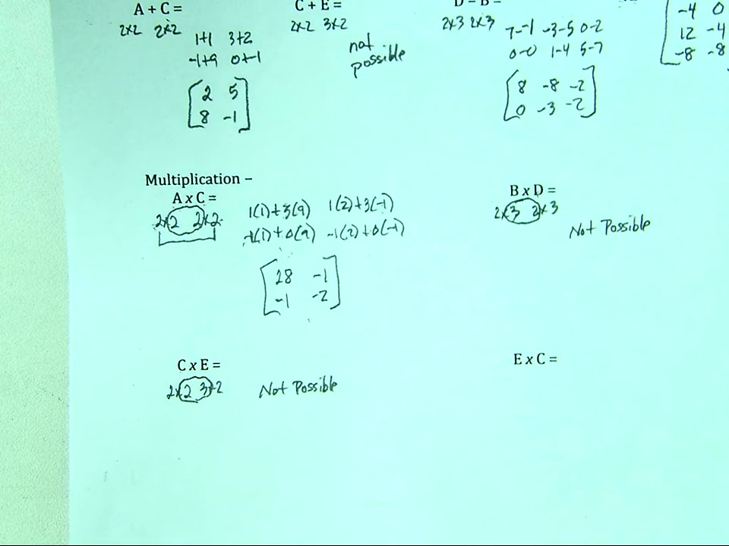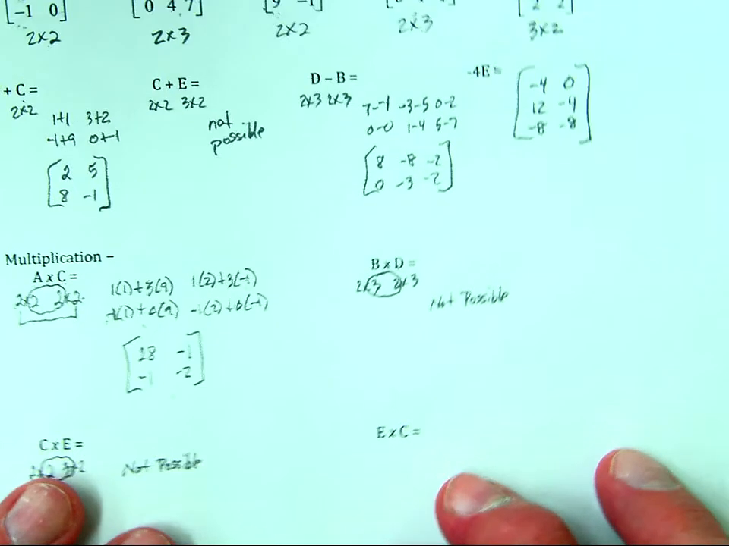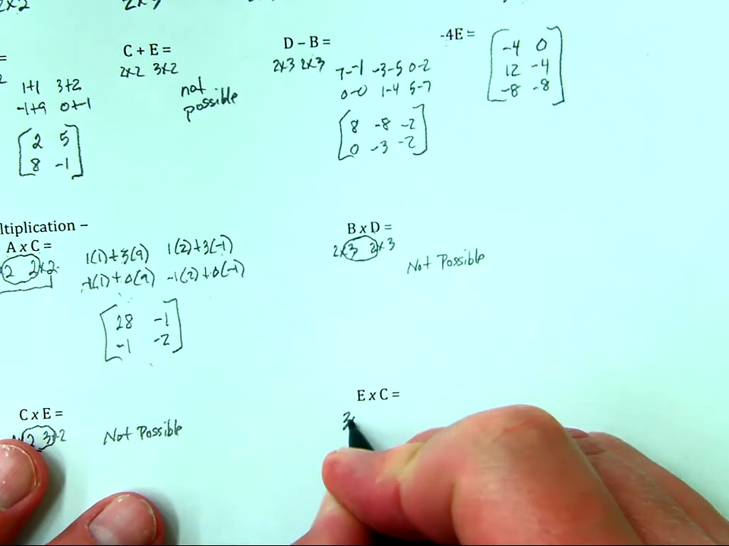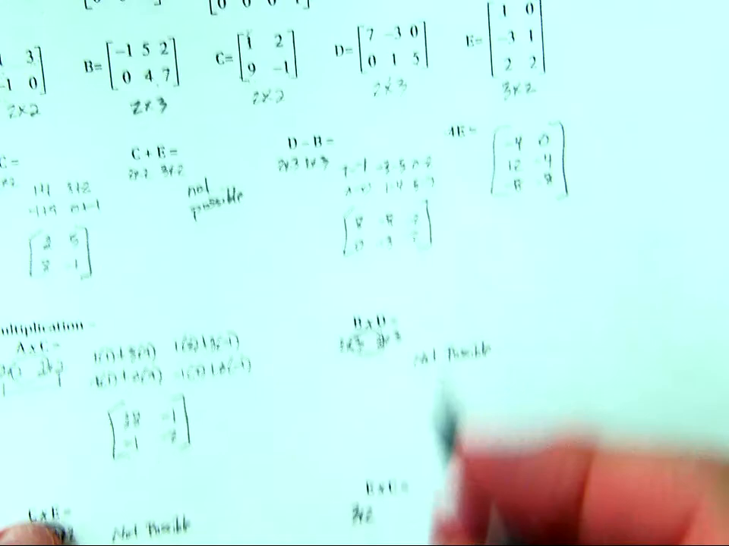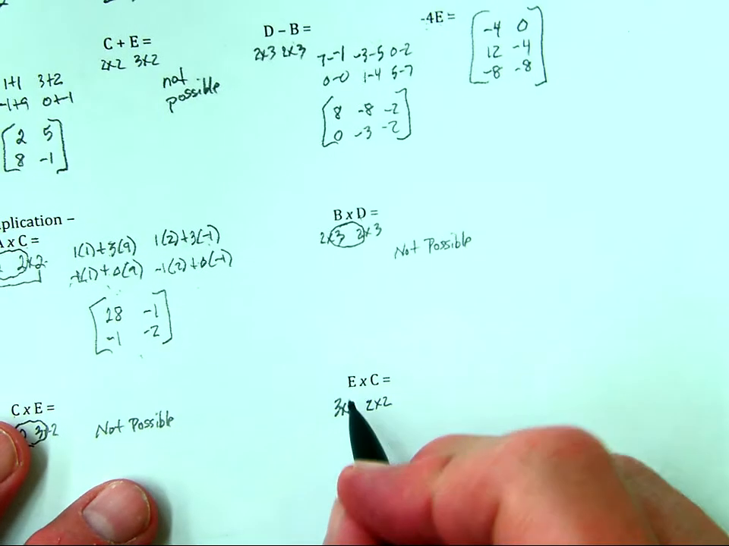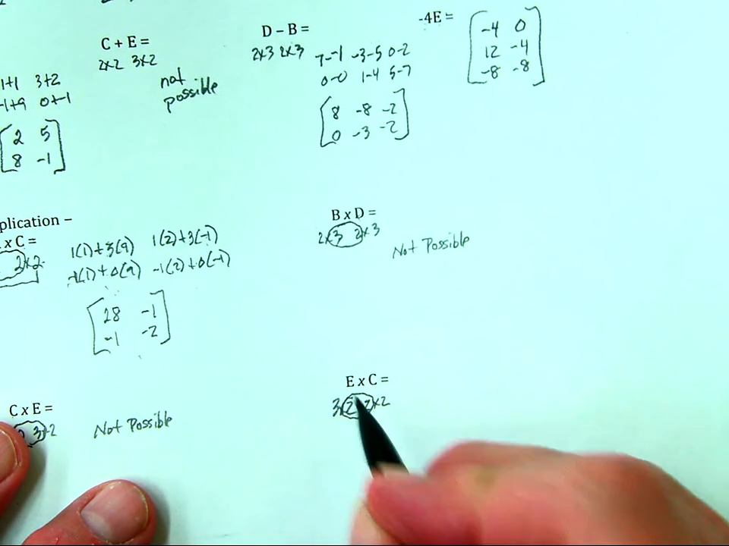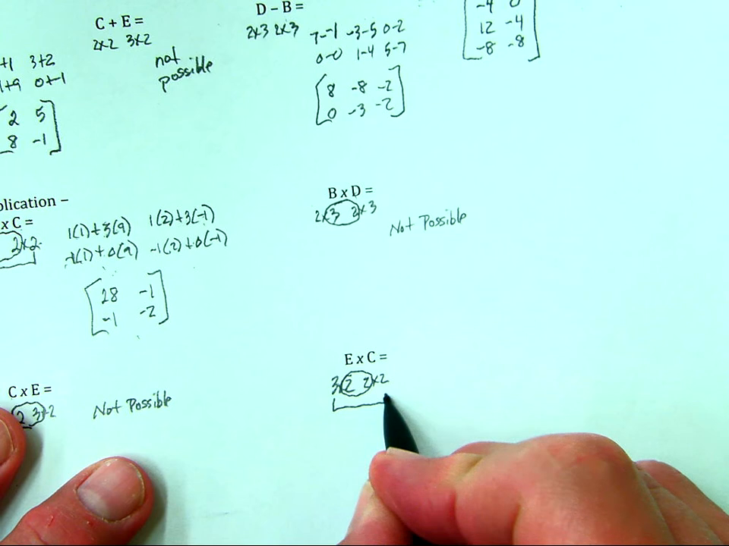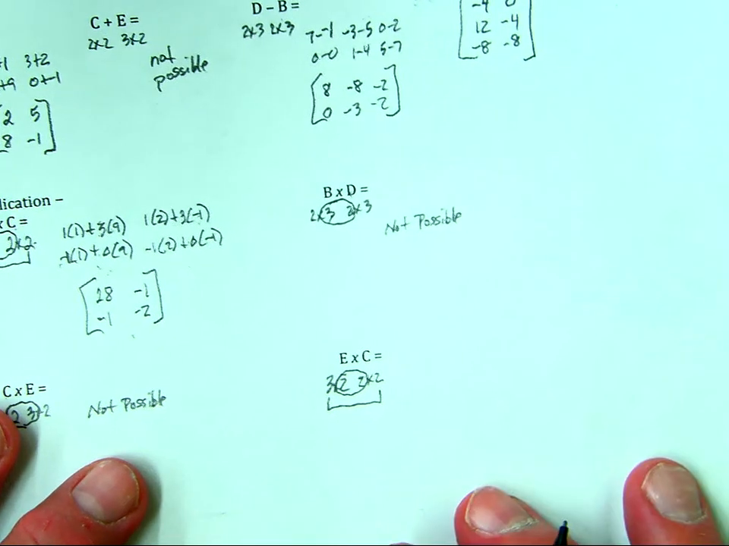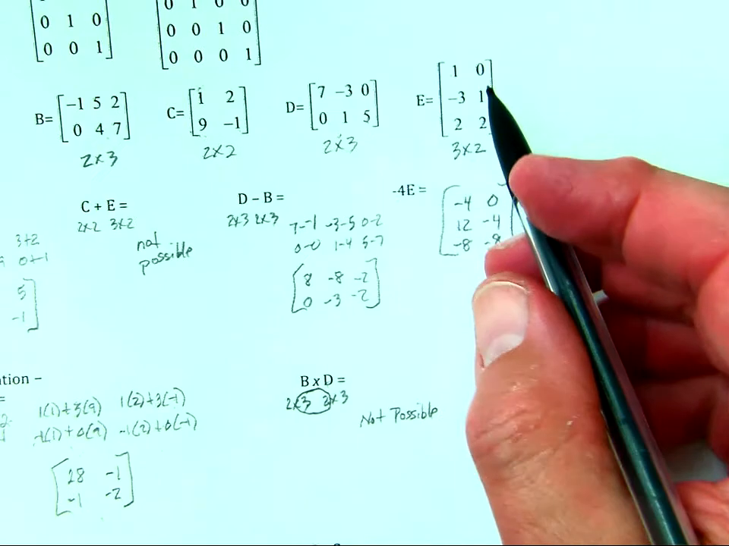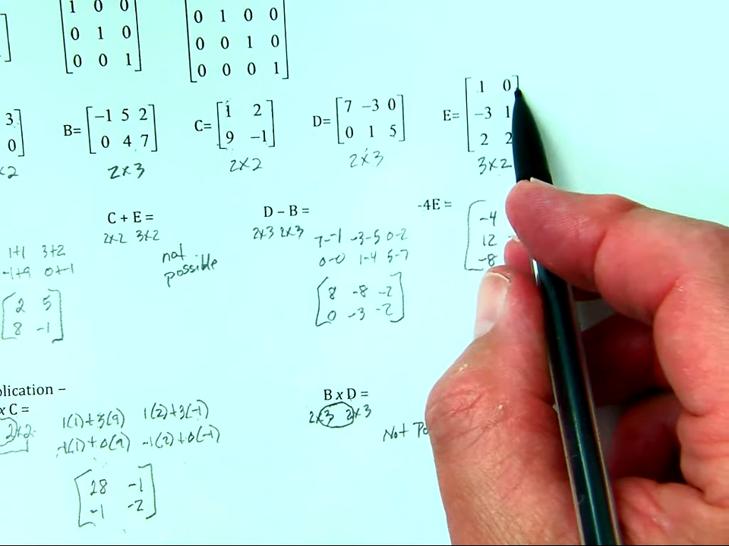Let's look at this last one then, E times C. Well, let's see, E we know is a 3 by 2. C is a 2 by 2. Notice they're not alike, but the middle two numbers match, so we can multiply these. And if you look at the outside two numbers, we should end up with a 3 by 2 when we get done.